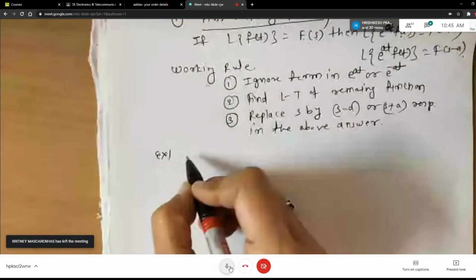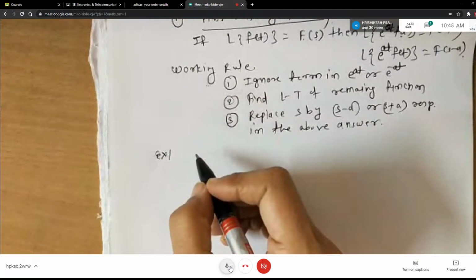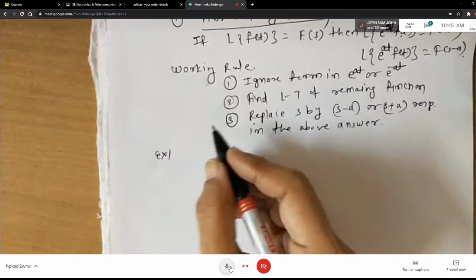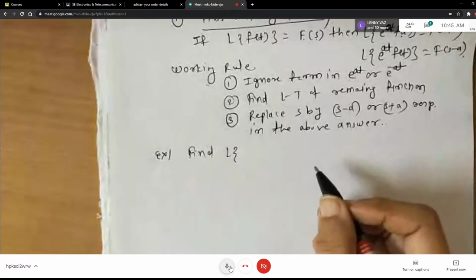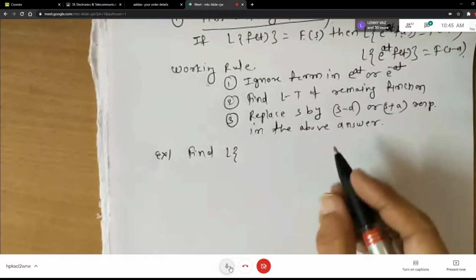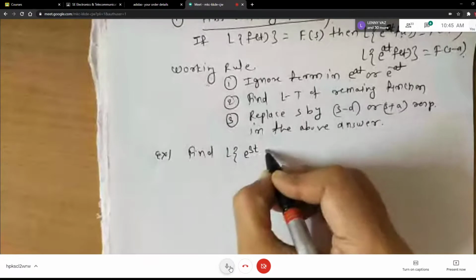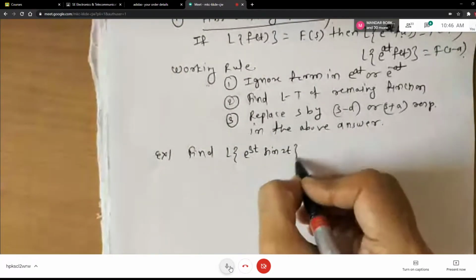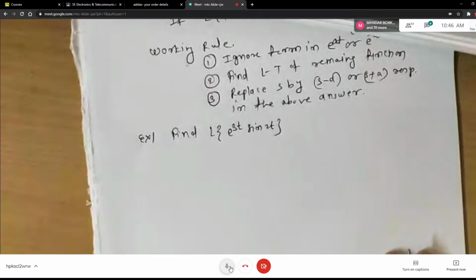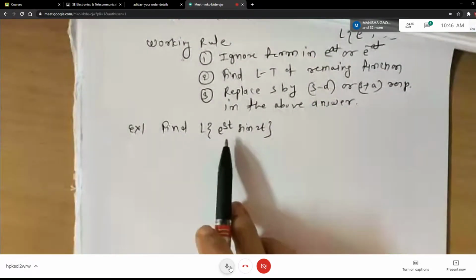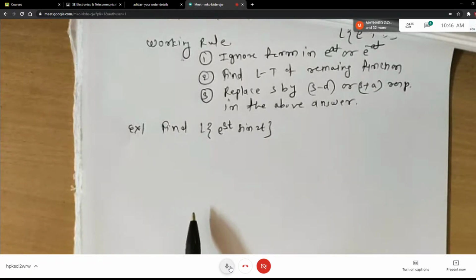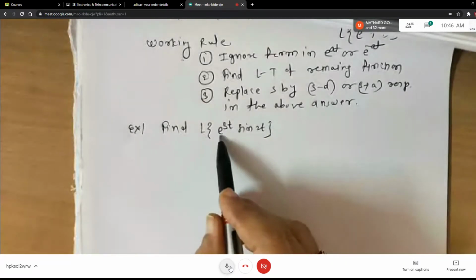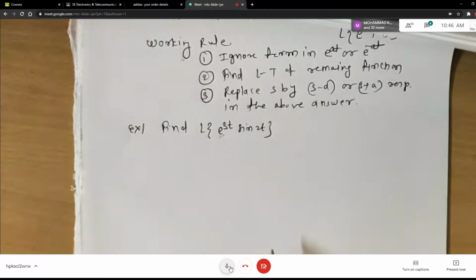See how the example will be asked based on this formula. Find Laplace transform of e raised to 3t into sine of 2t. Okay, easy example. Now when you look at this function, definitely you will say that you are going to use first shifting property because the function is multiplied by e raised to 3t.